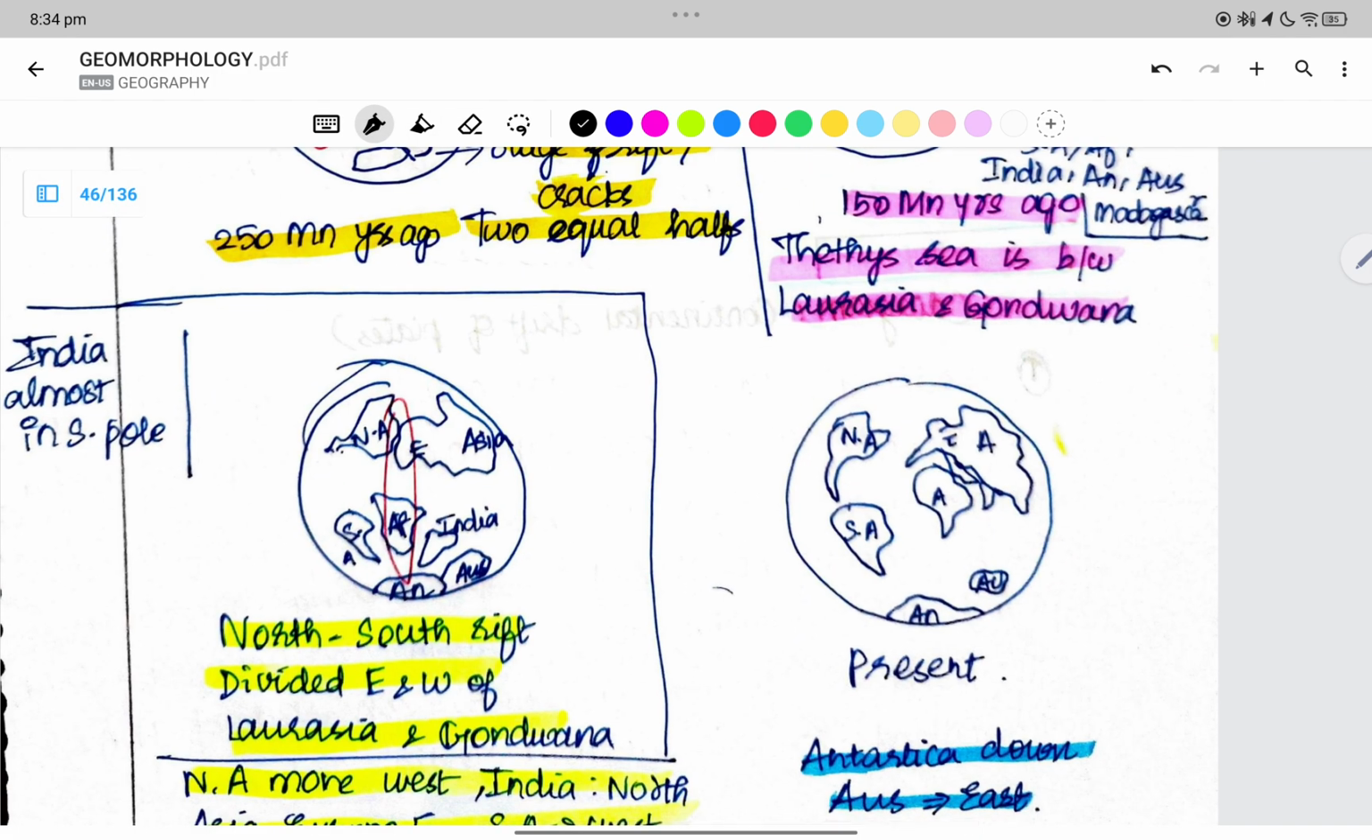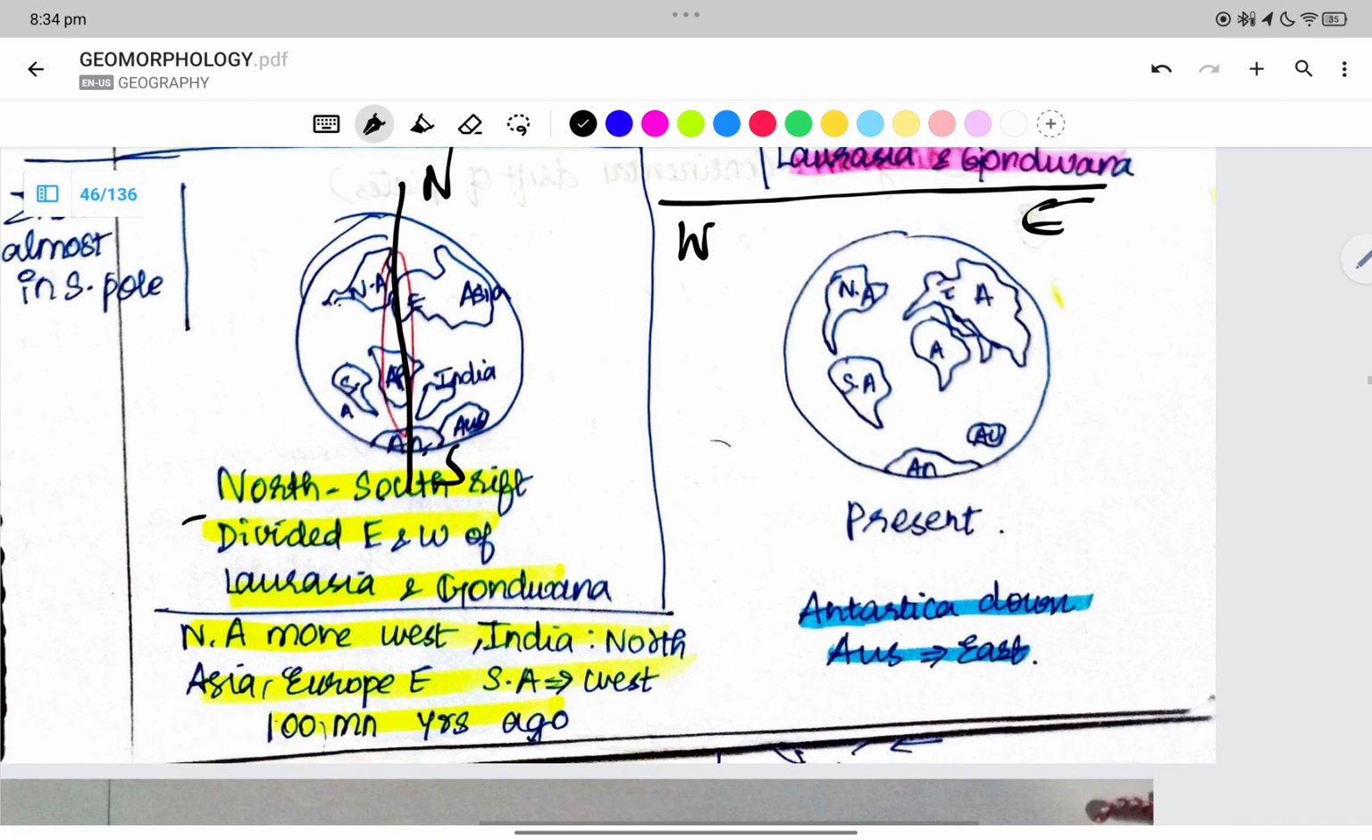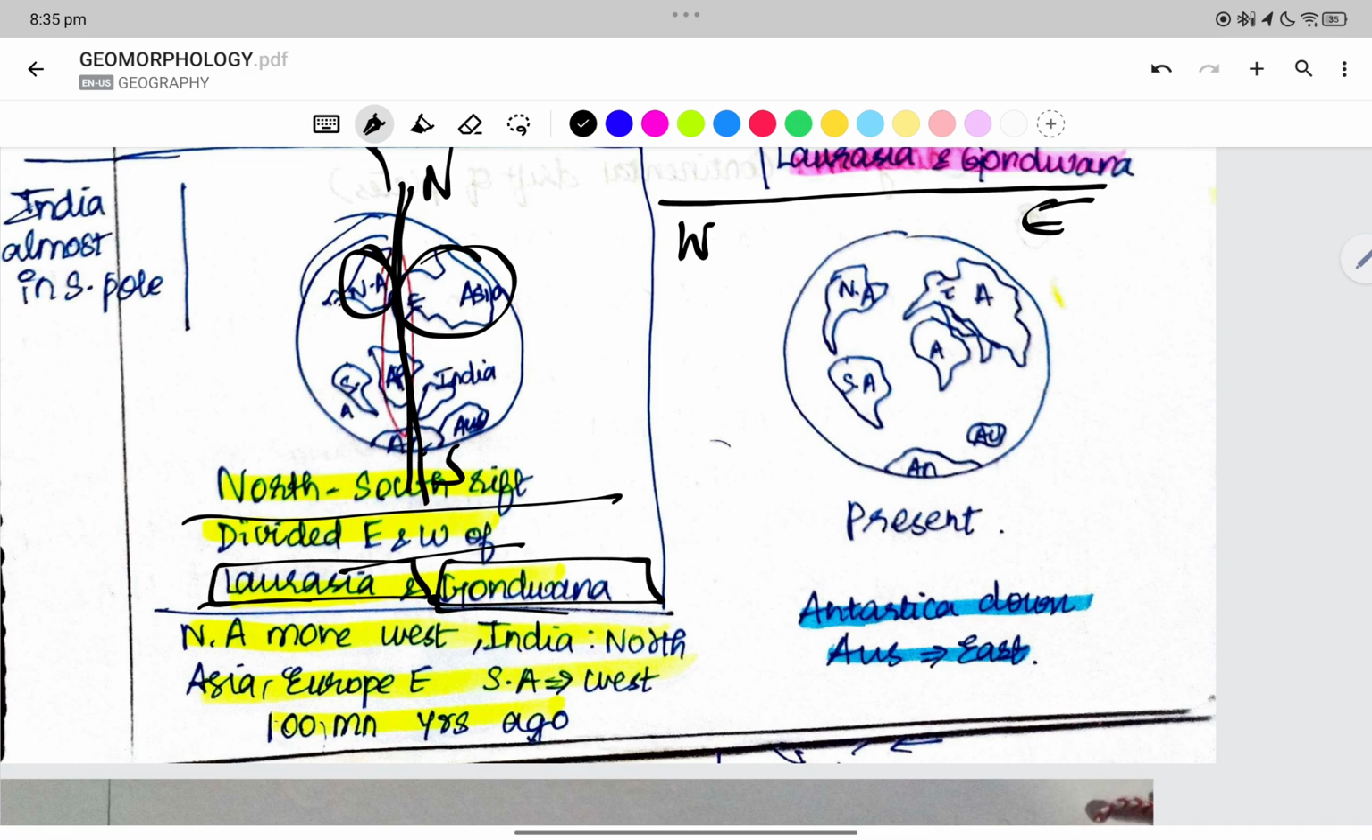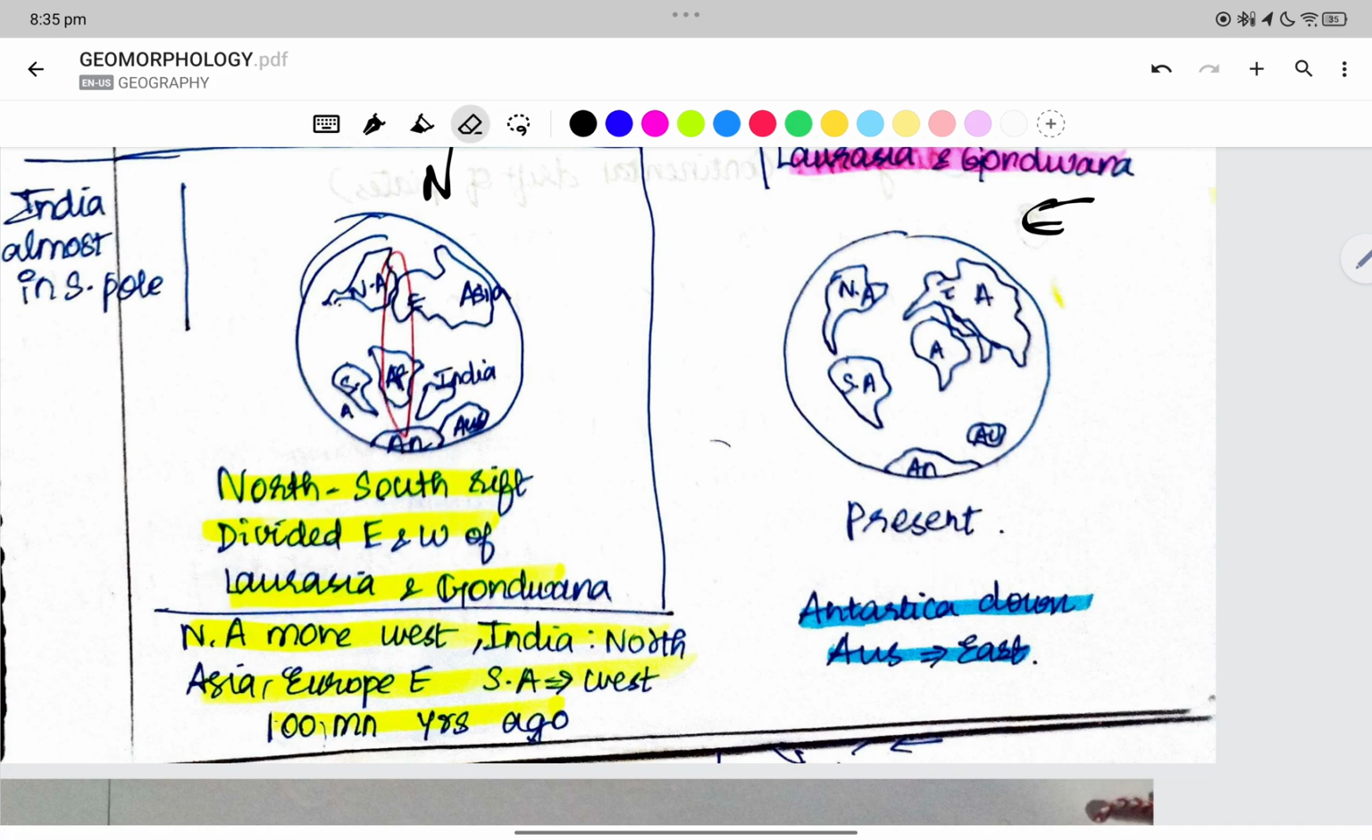Now, India is in the South Pole, right? North-south rift. Previously, there was a west-east rift. Now we have a north-south rift which divided the east and west portions of both Laurasia and Gondwana. North America moves to the west.